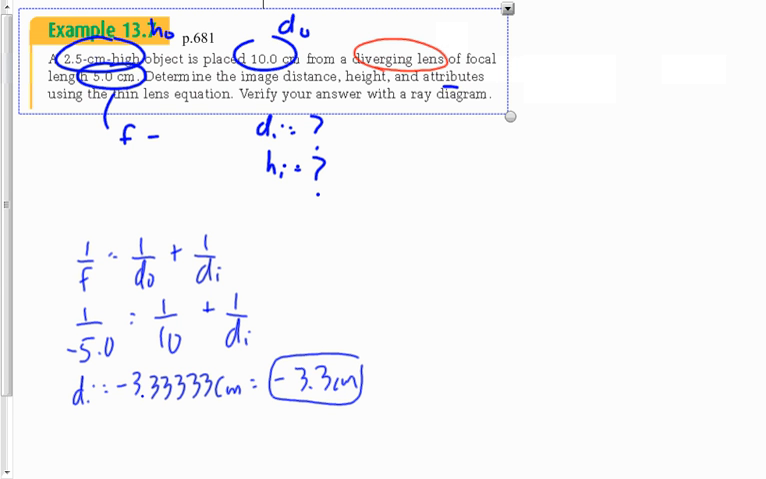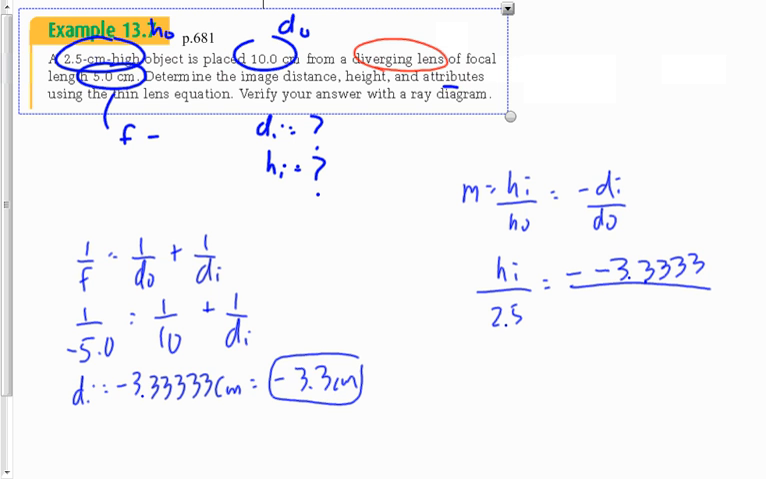We always want to use that unrounded number unless it's a final answer. Okay? 3.3 is the final answer, but if I'm using that number later on, it becomes an interim answer, not a final answer. Let's say m is equal to hi over ho equals negative di over do. We don't want to find the magnification here. We don't really care what that is. We want to find hi. So let's say hi over 2.5 is equal to negative 3.3333 over do, which was 10 centimeters.